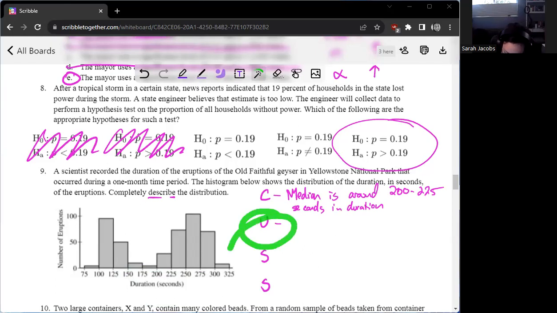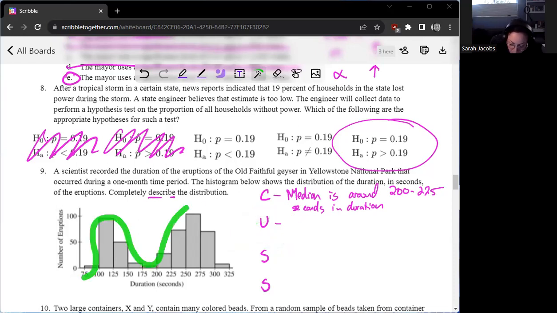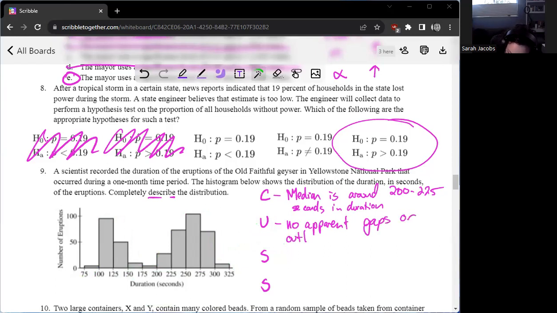Okay, unusuals. I don't see anything that's going to look like a gap or an outlier. So I'm going to say no apparent gaps or outliers, right? Maybe we'll end up with some outliers over here, but probably not. And there are no gaps because everything has at least some data in it. Even if it's a tiny little bit, there's something there.